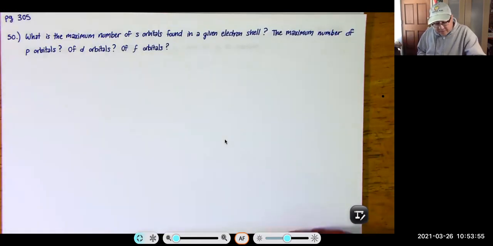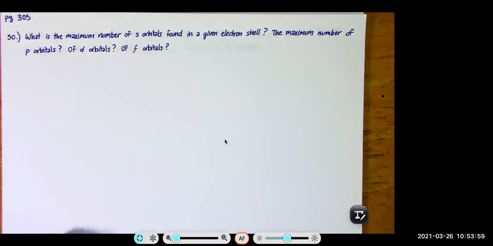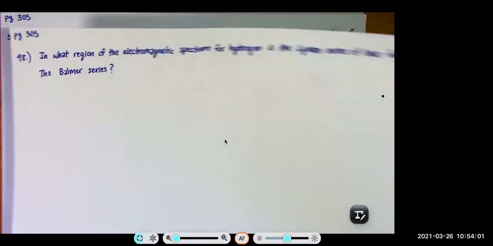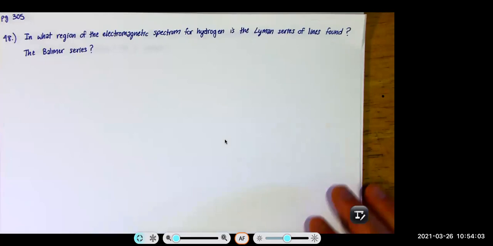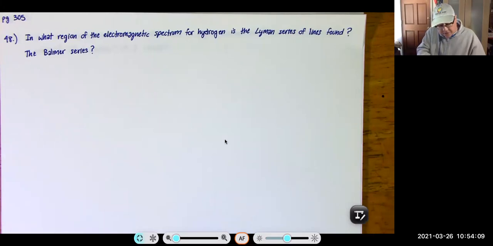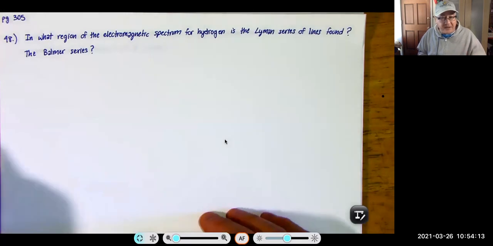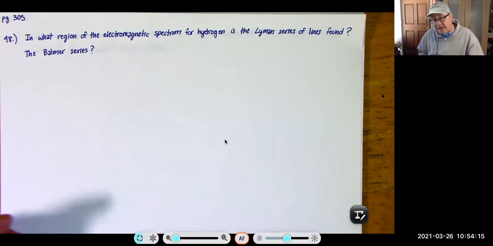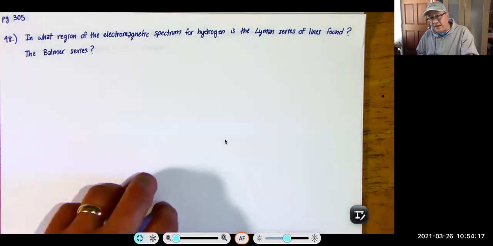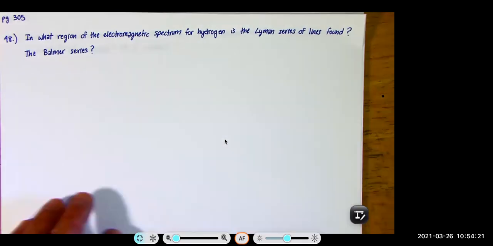What is the maximum number of... Oh, I'm sorry, go ahead. So for the Lyman series, the question was in what region? Is the region just the ultraviolet, invisible? Ultraviolet, and the Balmer... Okay. So the regions are gamma, X-rays, ultraviolet, visible, infrared, microwaves, or radio waves. Okay. Those are the regions.